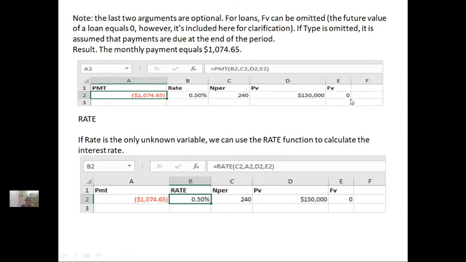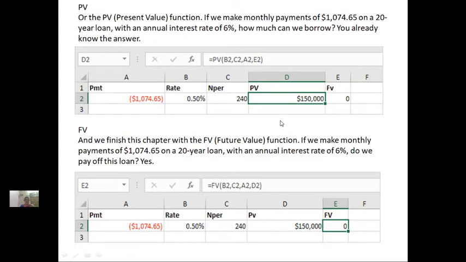If rate is the only unknown variable, we can use the RATE function to calculate the interest rate. Next, RATE takes nper, pmt, pv, fv. He is showing that if rate is the only unknown variable, we can use the RATE function to calculate the interest rate. Now let us go to the next slide.